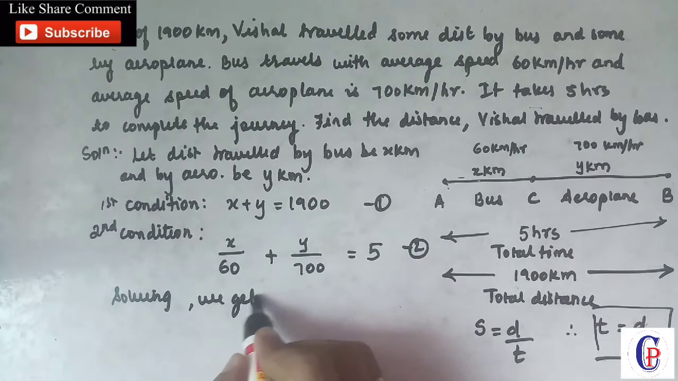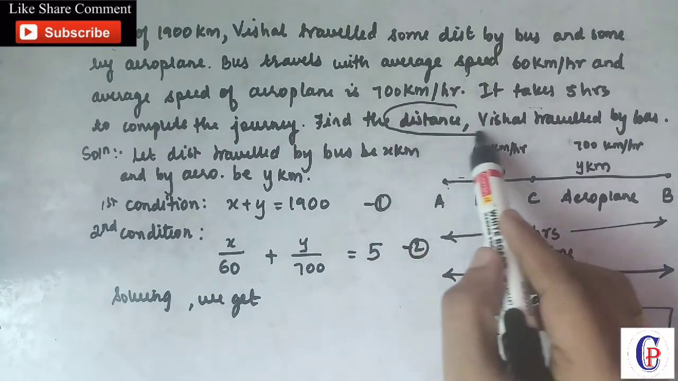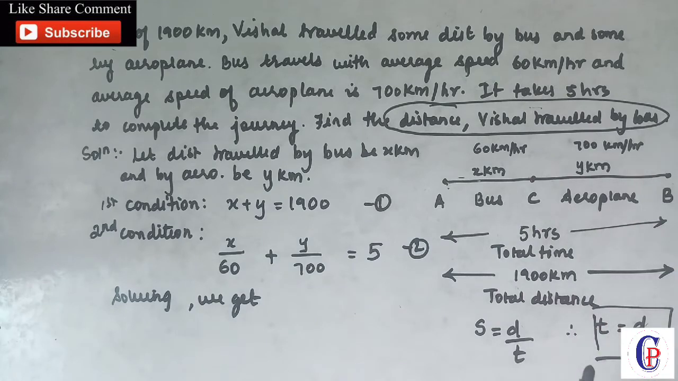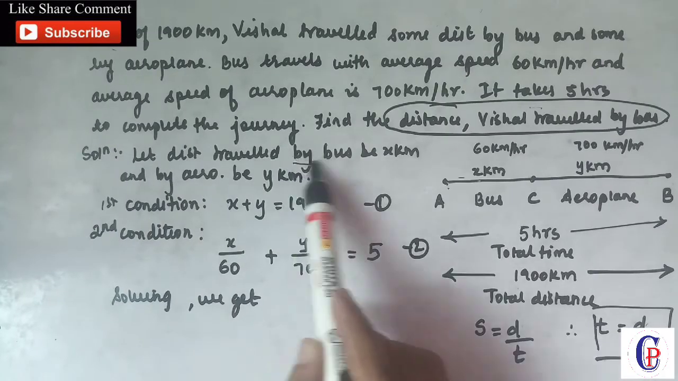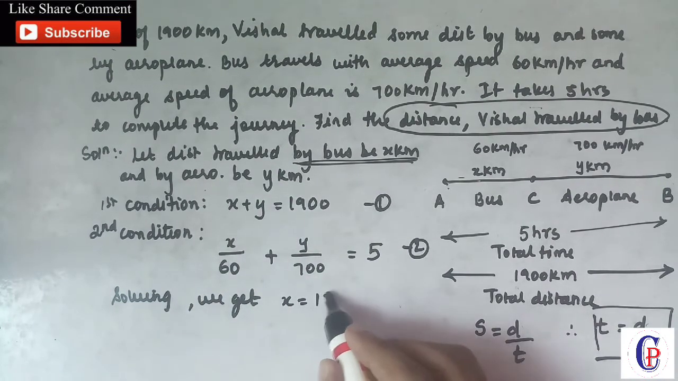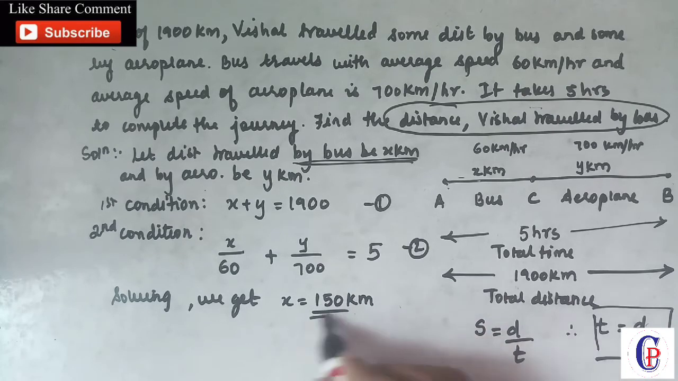we get, and now note here they are asking us the distance traveled by the bus. We are only interested in finding X, because the distance traveled by bus is X. So by solving this you only have to find the value of X, don't find the value of Y, because it is not asked. They are not asking us the distance traveled by aeroplane. So if you solve this, you will get X is equal to 150 kilometers. That is, Vishal traveled 150 kilometers by bus. Okay, I hope you are clear.